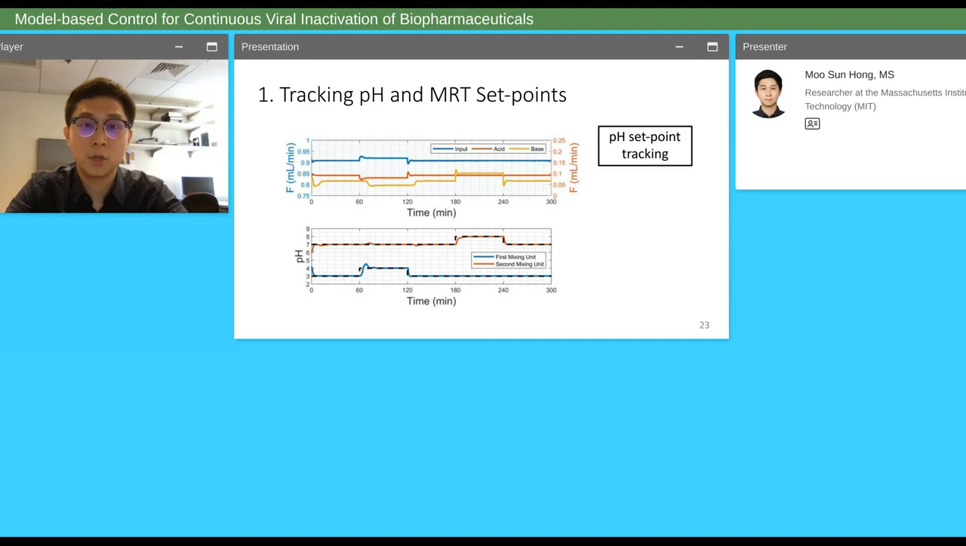During the experiment, the set point for the first mixing unit was changed from 3 to 4 at 60 minutes and reverted to 3 at 120 minutes. The pH set point for the second mixing unit was also changed from 7 to 8 at 180 minutes and reverted to 7 at 240 minutes. We can see from these plots that the set point tracking was achieved with fast and accurate response and no instability.